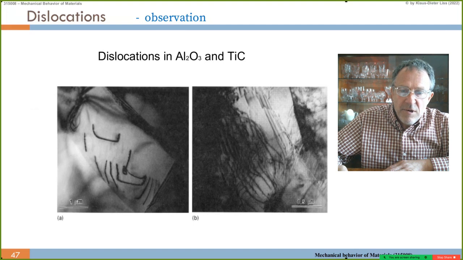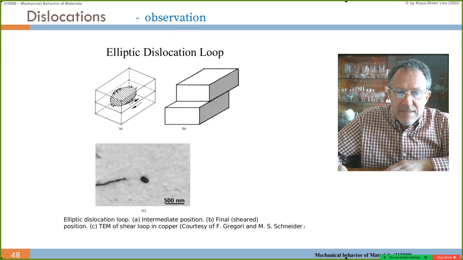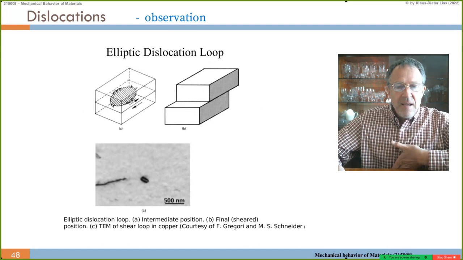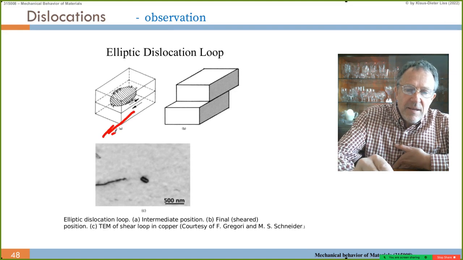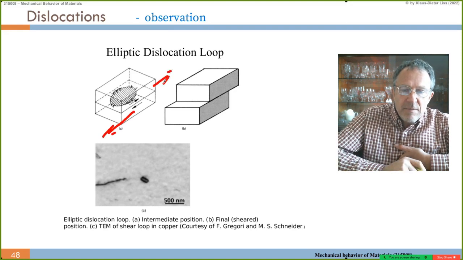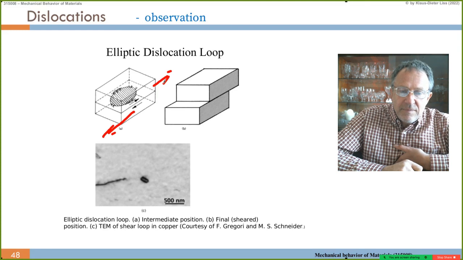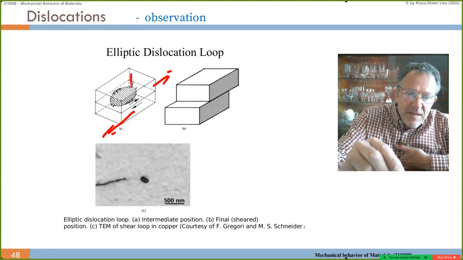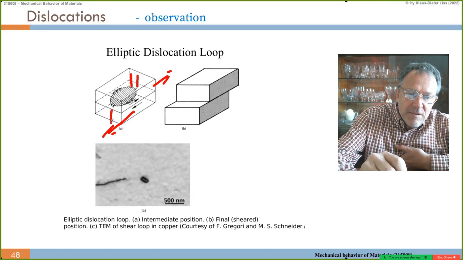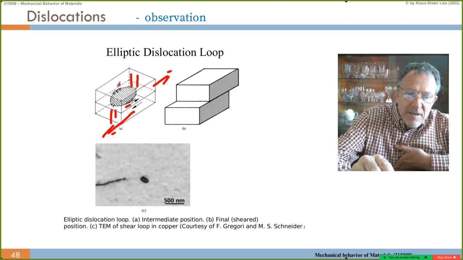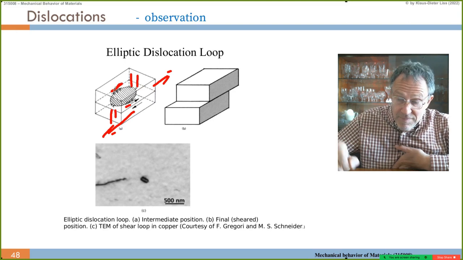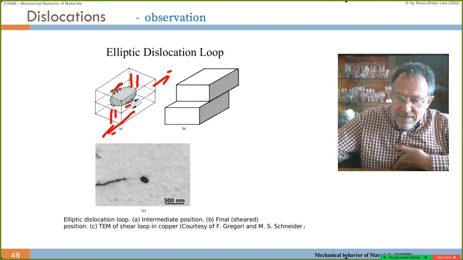Here others in aluminium oxide and titanium carbide. Examples. We have already mentioned the elliptic dislocation loop when you apply a shear stress here over that plane of the loop. Then you have here these lattice planes inserted from the top. Here you have planes inserted from the bottom. Here you have a left-handed and here you have a right-handed loop, screw dislocation.